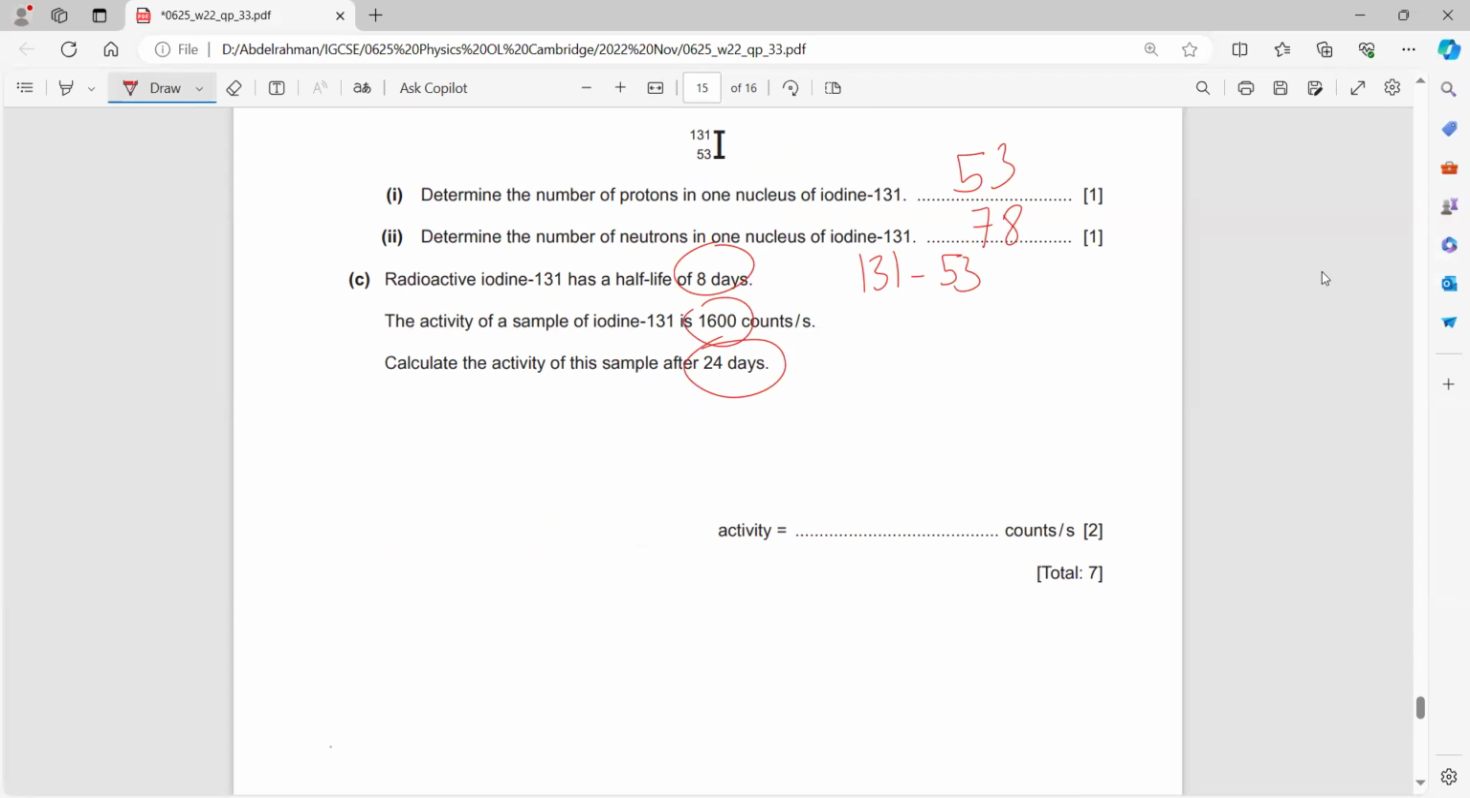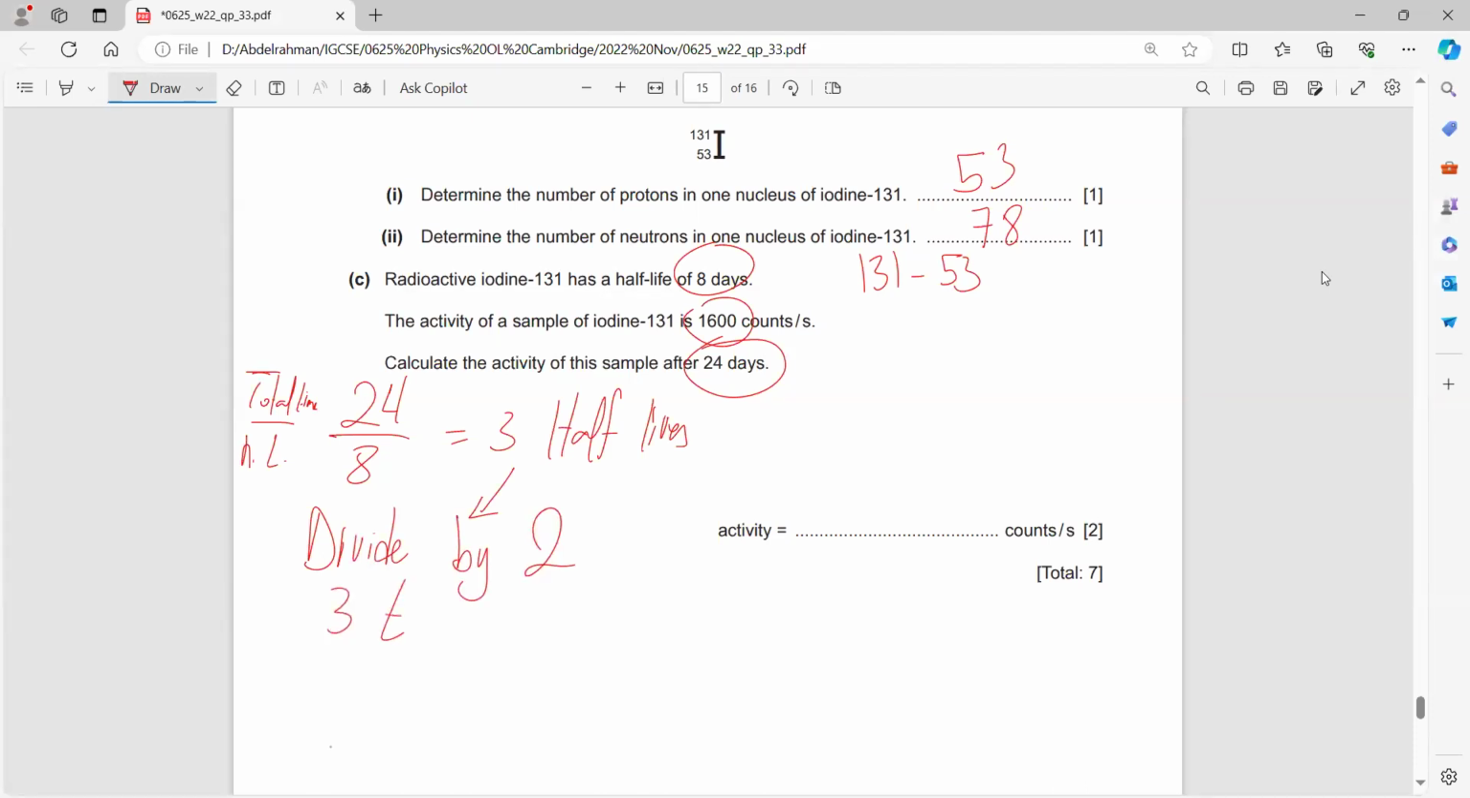What should I do? 24 over 8. So the first step, we need to find the number of half-lives. I will take the total time over the half-life, which gives 3 half-lives. What do I mean by 3 half-lives? I will divide by 2, 3 times. What is the number? 131? No, 1600.